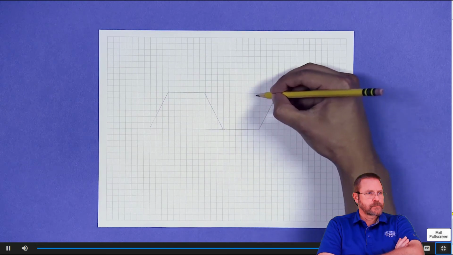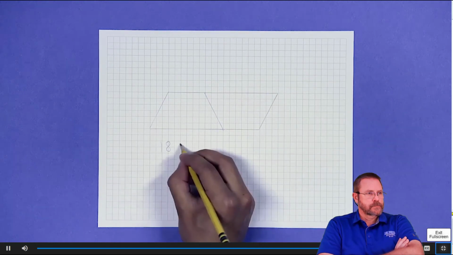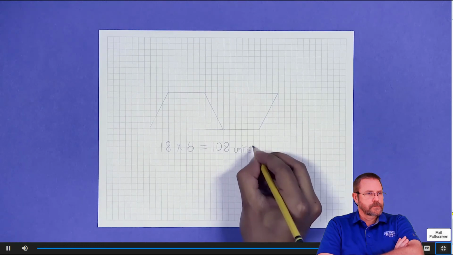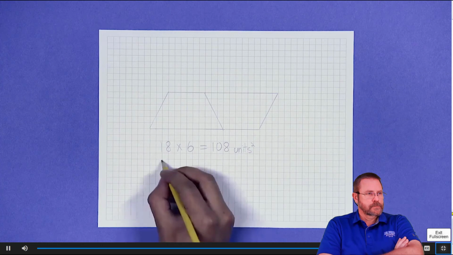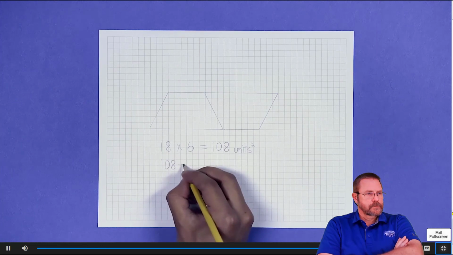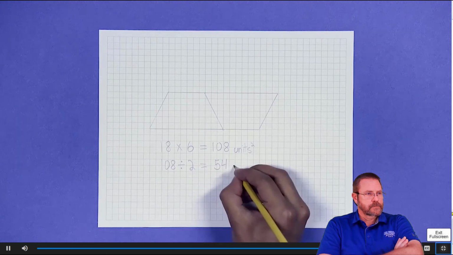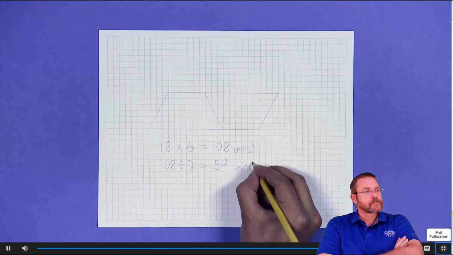This parallelogram has a base of 18 units and a height of 6 units. So the area is 108 square units. The area of one trapezoid is half the area of the parallelogram. So the area of the trapezoid is 108 divided by 2, or 54 square units.